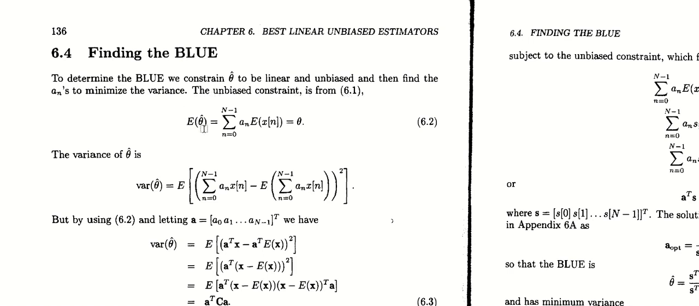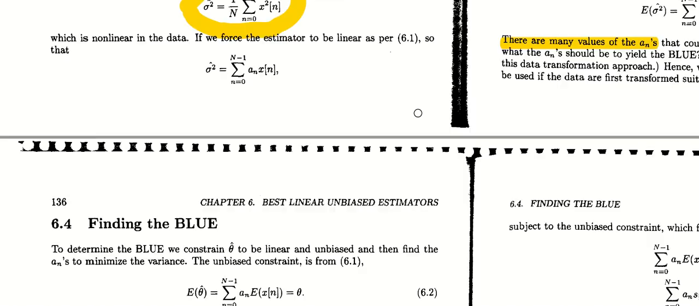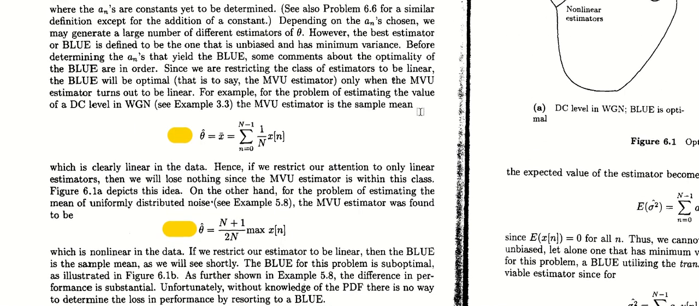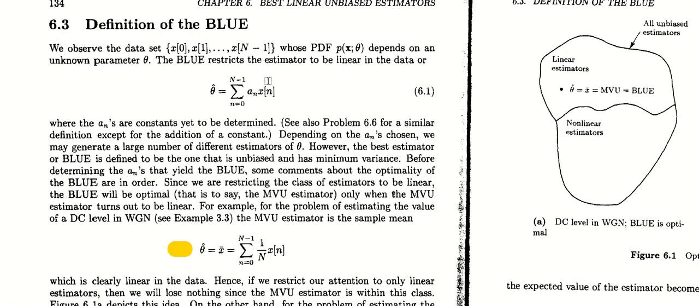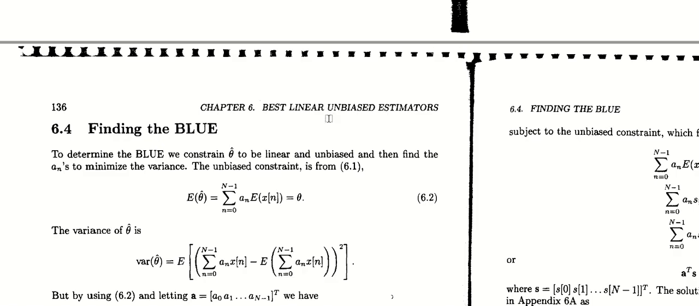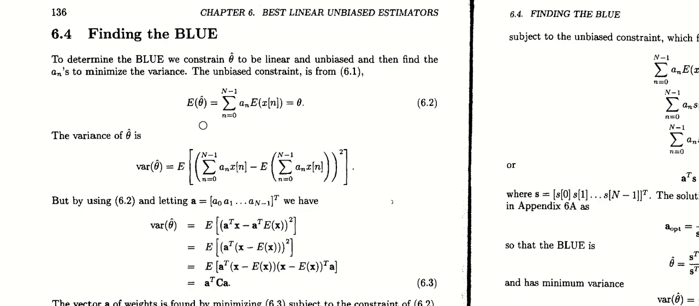Let's look at the expectation of theta hat, equation 6.1. You take a linear combination, so the expectation of theta hat equals the summation of a_n times the expectation of x_n, which is theta. This is the unbiased constraint. And then the variance.